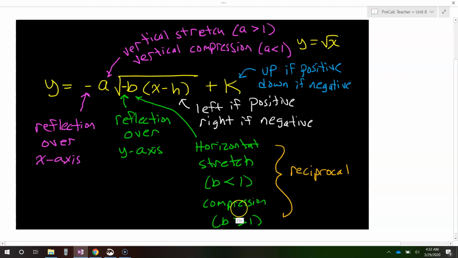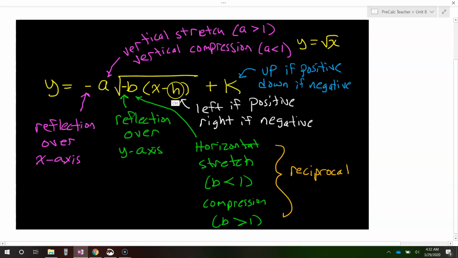Now, if the b value is greater than 1, then it would actually be a compression. And I put the word reciprocal here. If the b value was 1/2, then the stretch would be by a factor of 2, all right? Because the reciprocal of 1/2 is 2. If the b value was greater than 1, let's say the b value was 3, then I'm telling you that's a compression. But what's the reciprocal of 3? 1/3. So the compression would be by a factor of 1/3.